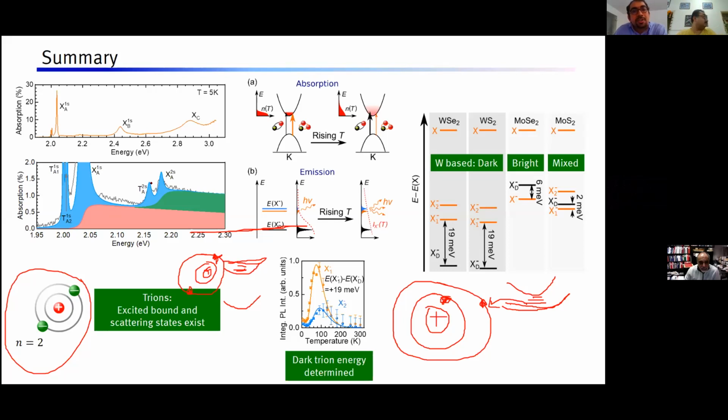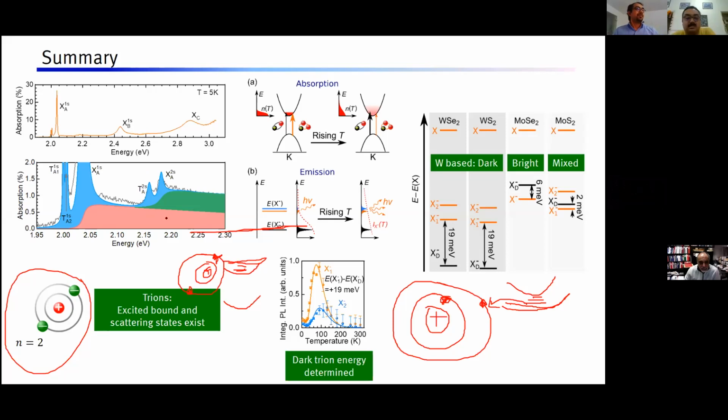However, within our experimental accuracy, we do not see a strong interaction of this 2s state with the background of excited or scattering states of trions here. So we do not see any variation in the line shape, unfortunately. We had expected that, but we do not see it.